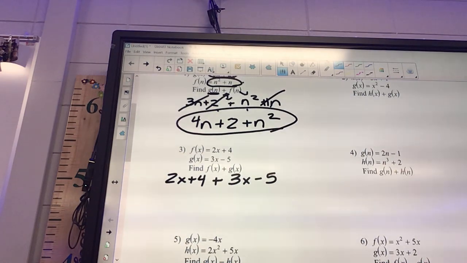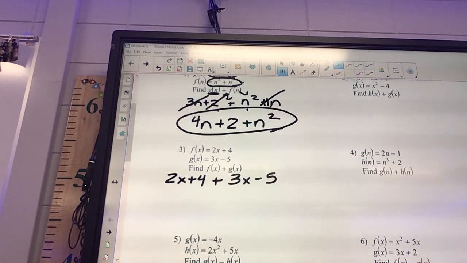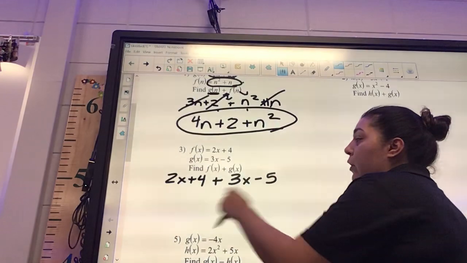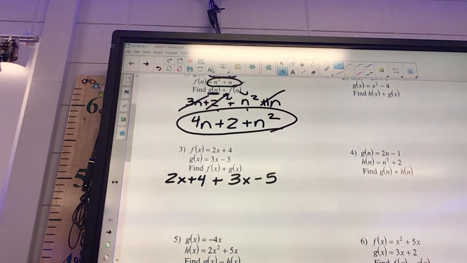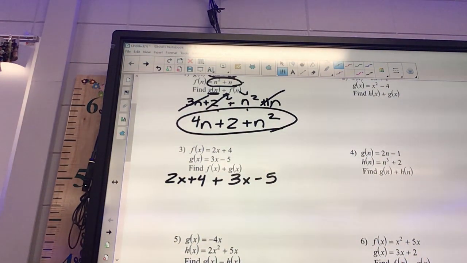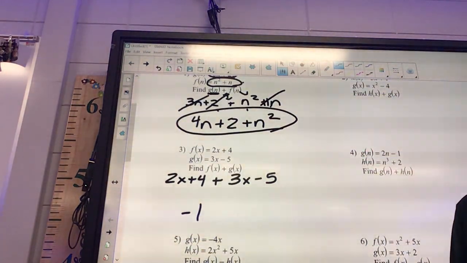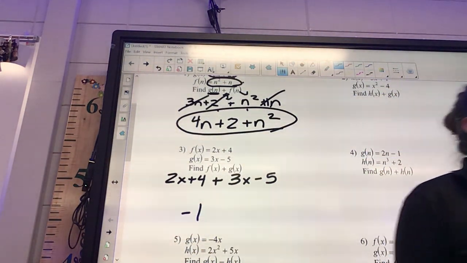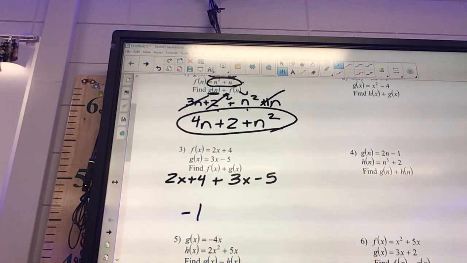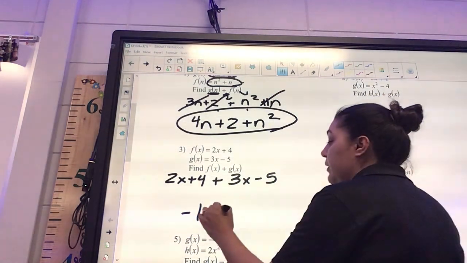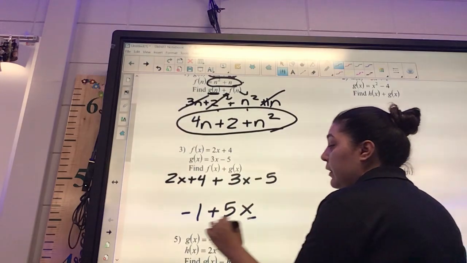Okay? So what can we put together? The 4 and the minus 5. So what is 4 minus 5? Negative 1. Okay? What else? 2x and 3x. 2x and 3x is going to give me 5x. So we're going to say plus 5x. And this one is done.